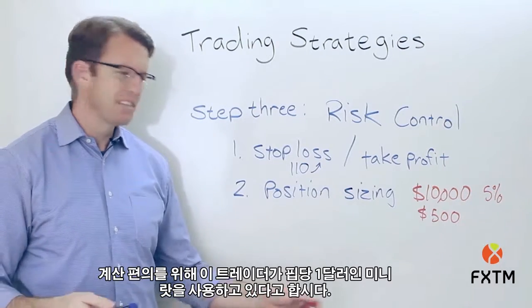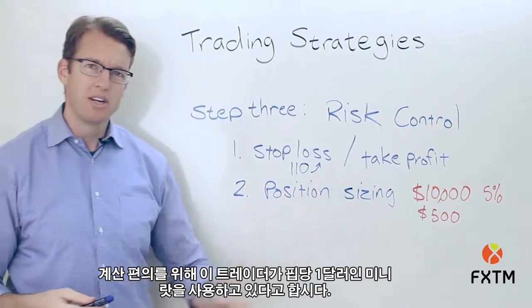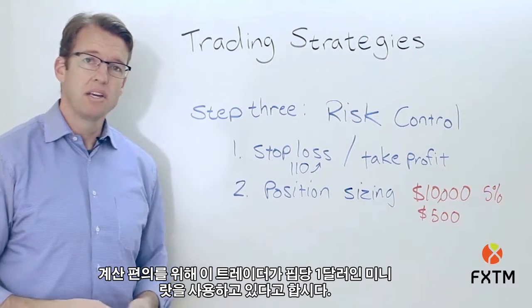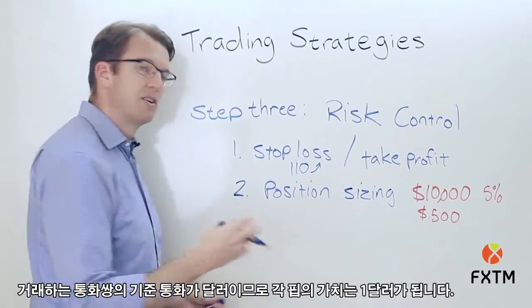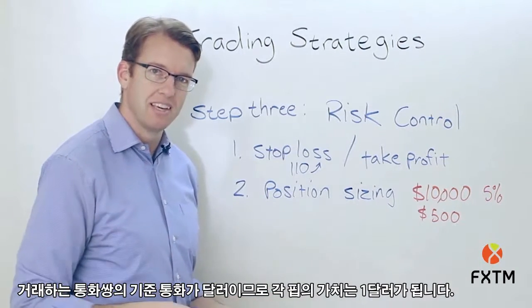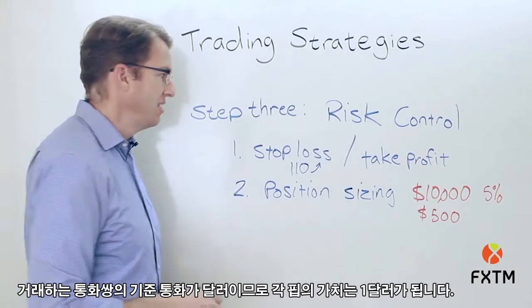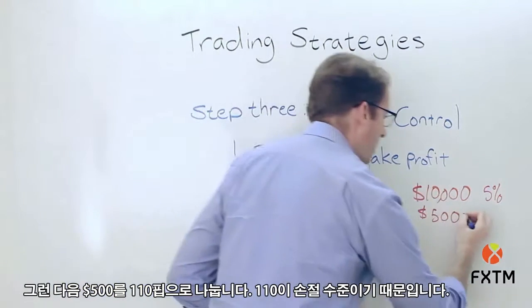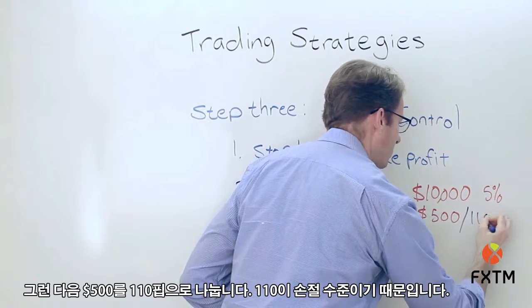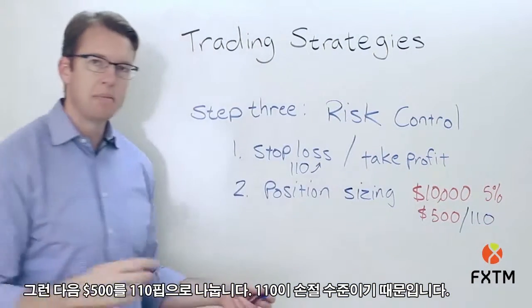Now, to keep our math nice and easy, let's say that this trader is using mini lots where each pip, in this case, is worth $1. Because of the currency pair that they're trading, we'll say that the dollar is on the base side, so each pip will be worth $1. So what we would do is take this $500 and divide it by 110 pips, because we know that's where the stop loss is.